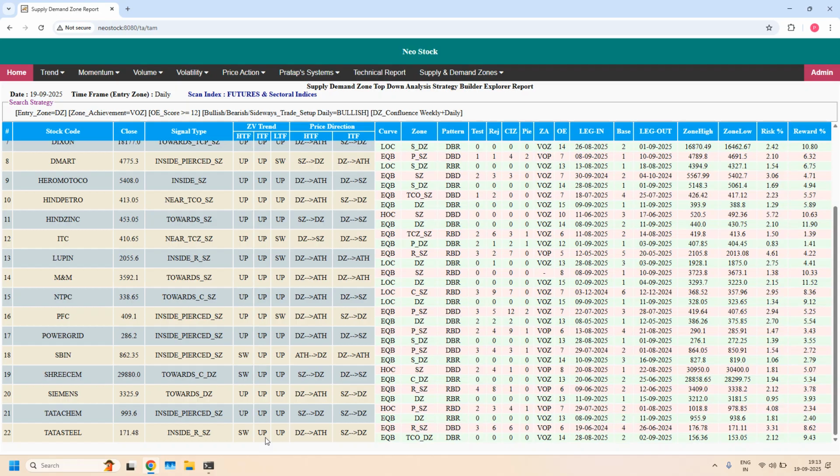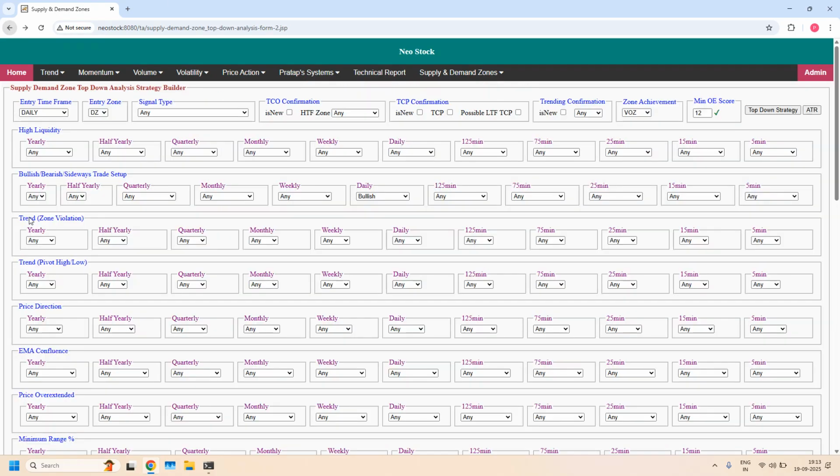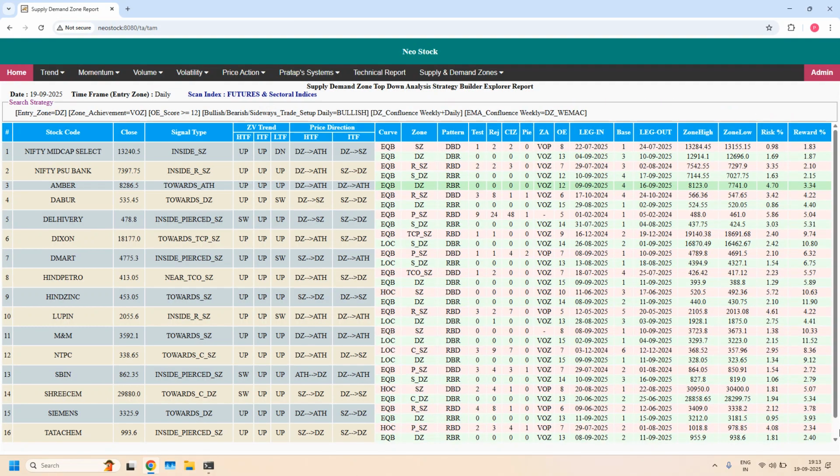So we can further filter based on weekly demand zone having weekly EMA confluence. At the same time, trend on the weekly should not be sideways. Anyway, all the trend is uptrend, weekly trend. So we can further filter. Now we got 17 stocks are filtered. First 16 stocks in the list.